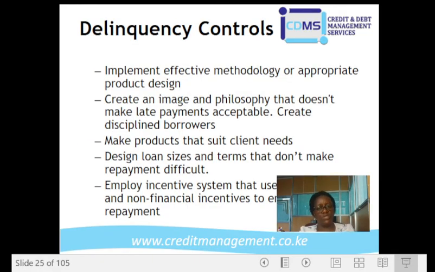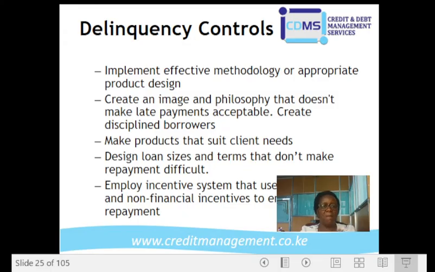So the controls that we need to put in place so that we can take charge of our lending business are, one, we must implement effective methodology or appropriate product design. We say sometimes offering a wrong product leads to delinquency. So design your products so that they are in line with the needs of the customers. Create an image and a philosophy that does not make late payments acceptable. This is where we are saying you need to cultivate your borrowers' habits. Discipline is learned over time. Make sure that they know that you don't tolerate or entertain late payments.